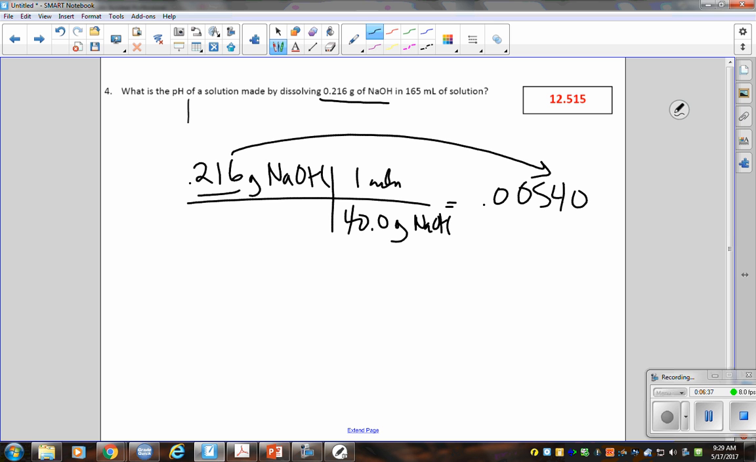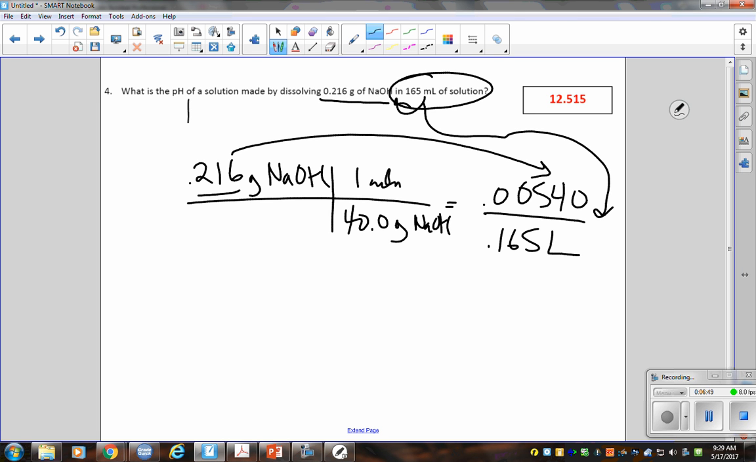Now, to get to pH land, I have to start with molarity. I take the milliliters and change them to liters, moving the decimal over 3 places, so I get 0.165 liters. I take the moles divided by 0.165 liters, and I get a molarity of OH minus of 0.327 M OH minus.